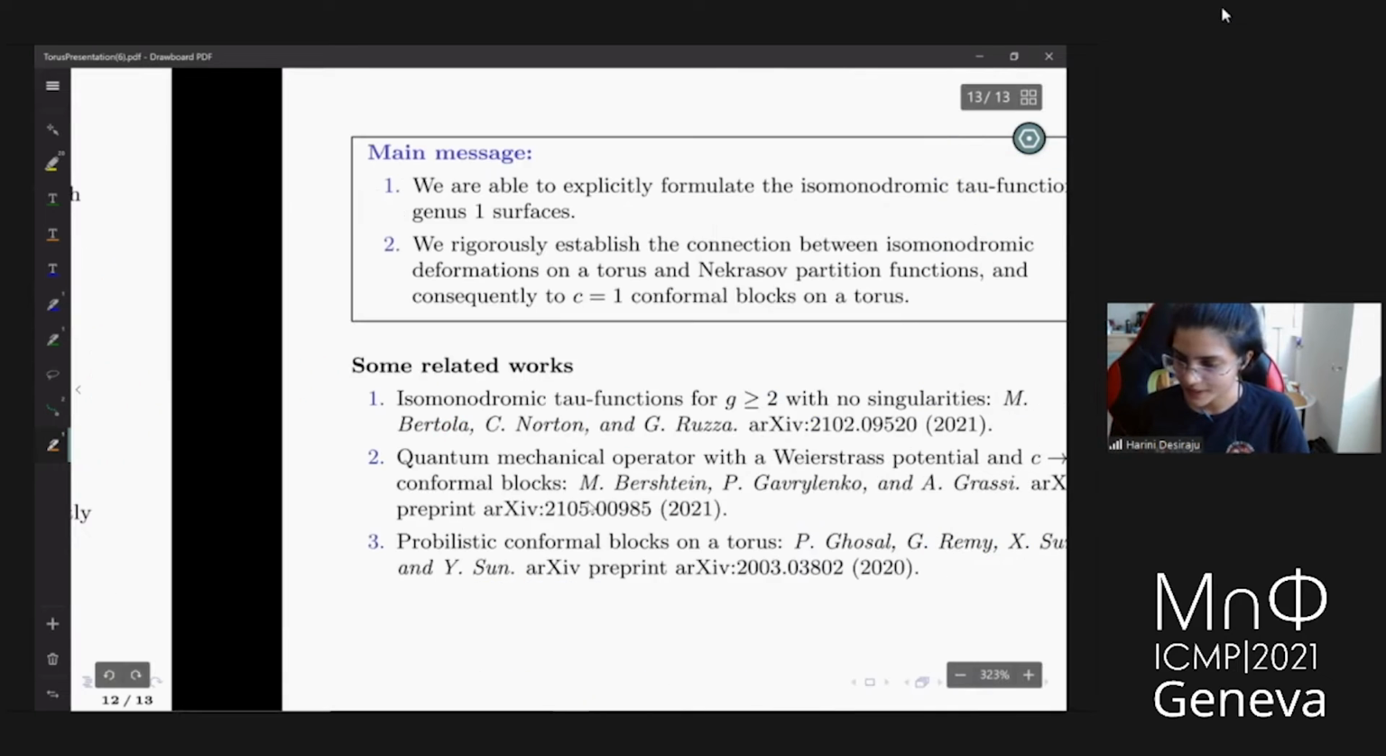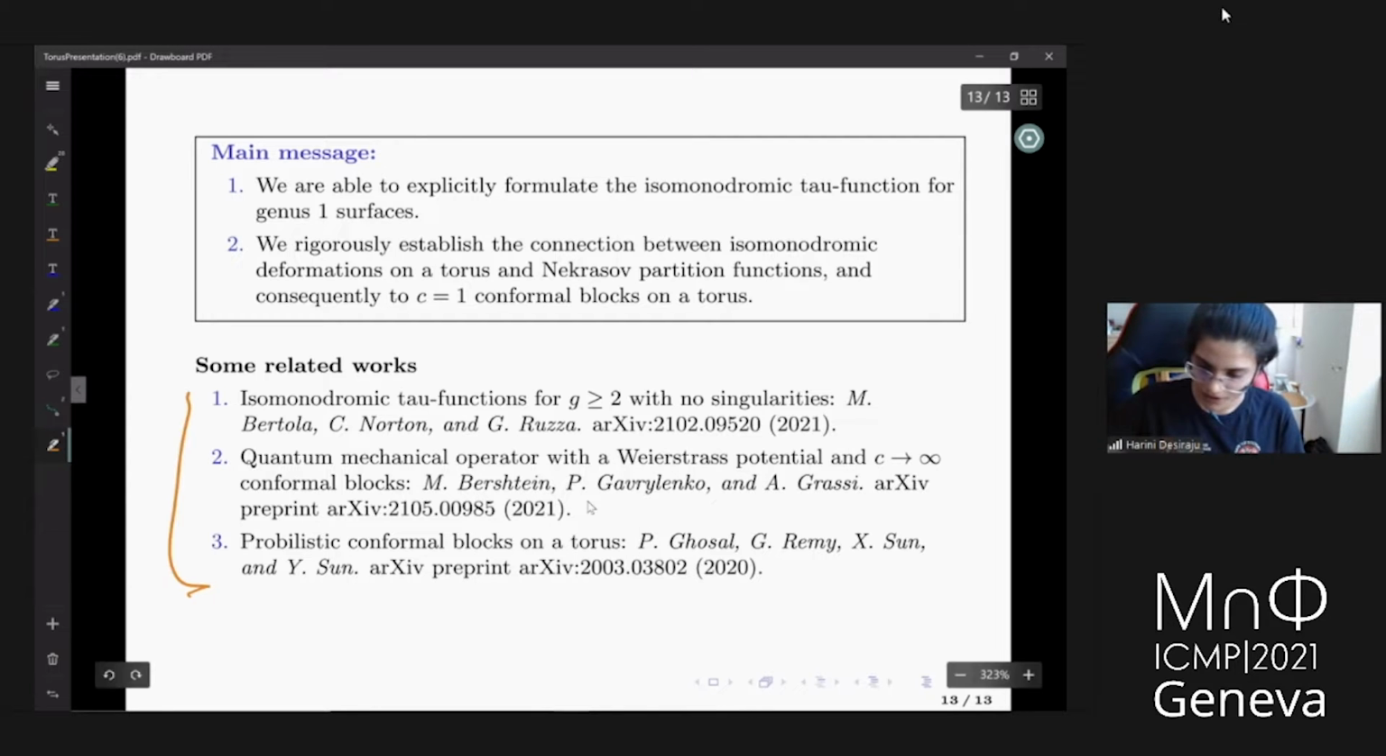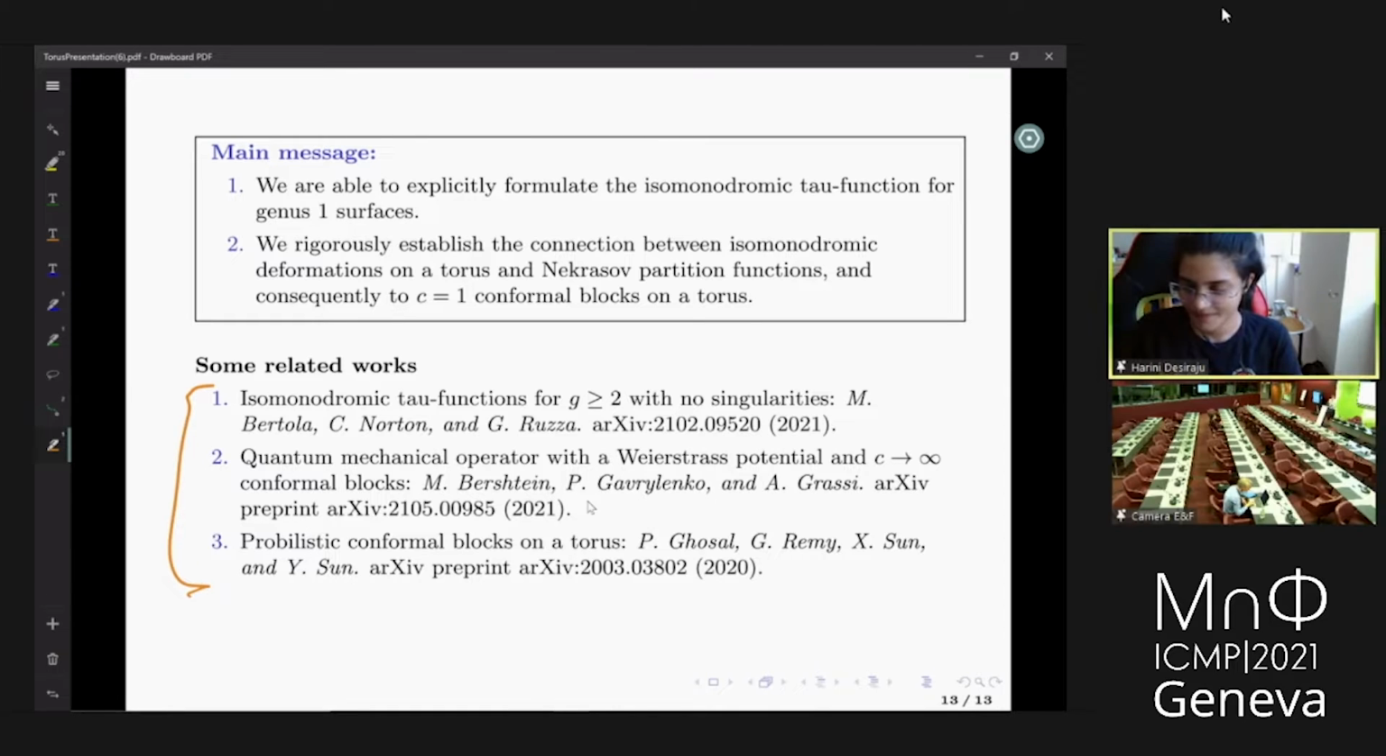Okay, I'll conclude my talk. I showed you how to formulate these tau functions. I showed you that we can rigorously establish a connection to Nekrasov partition functions and to c equals 1 conformal blocks. And here are some works related to what I just said. Thank you.